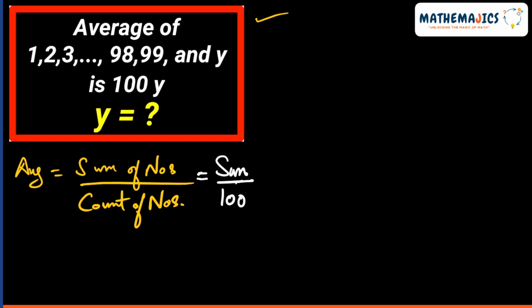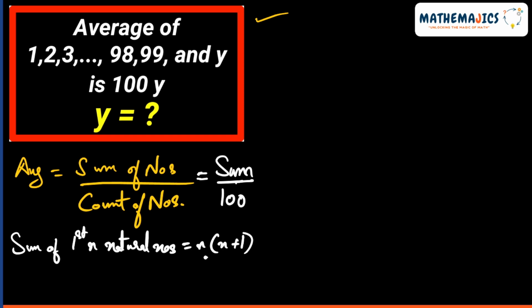And what is the sum? That we need to find out. Let's see how we can find the sum. Now there is one formula that we can use. Sum of first n natural numbers is n into n plus 1 upon 2. Correct? Now in this case, the natural numbers are from 1 to 99.